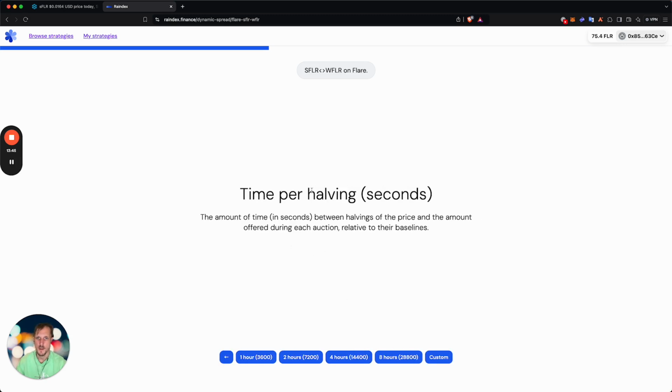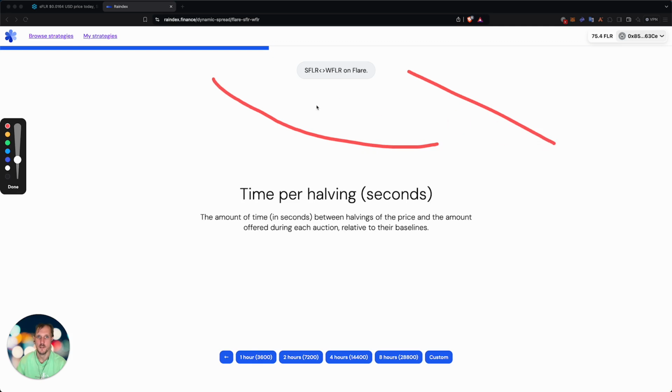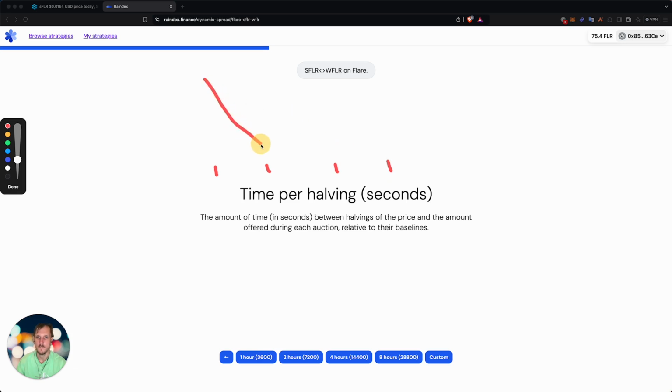This question about time per halving. So remember that the auction is an exponential auction. So it's doing this, like a curve. It's not a straight line. So each time period, the curve halves. So if each period like this, we go down half, half, half, an exponential curve. So we can make this faster or slower.